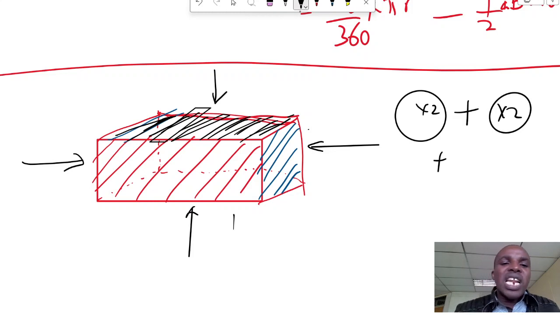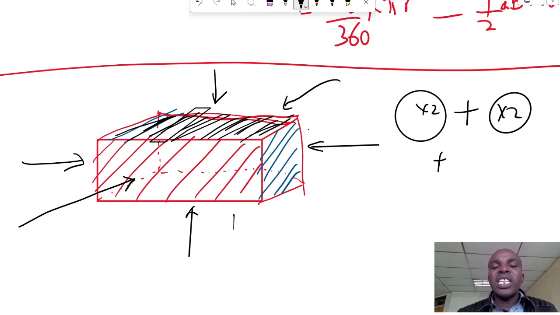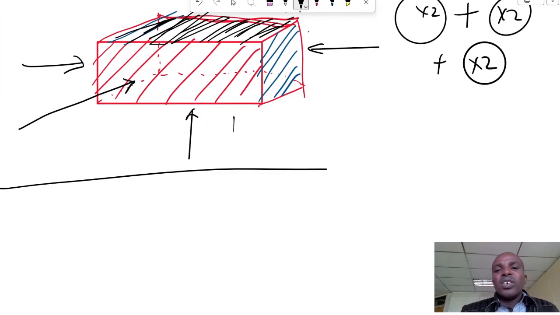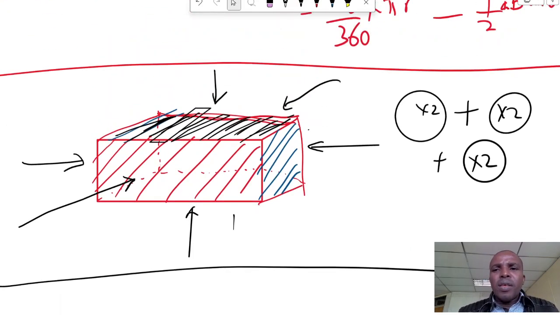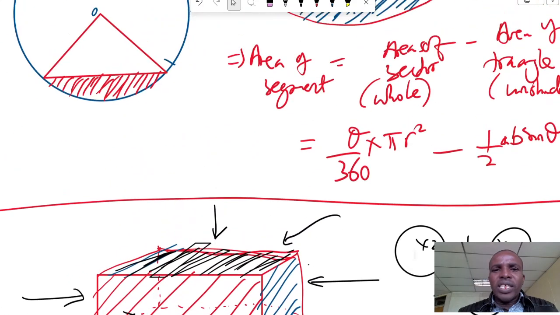Then plus area of which one is left? This one on this side. It's also the same as that one on the other side. So it will also be area of that rectangle times 2. That's the total surface area of this cuboid. Just like that, right? Then, right, this part done.